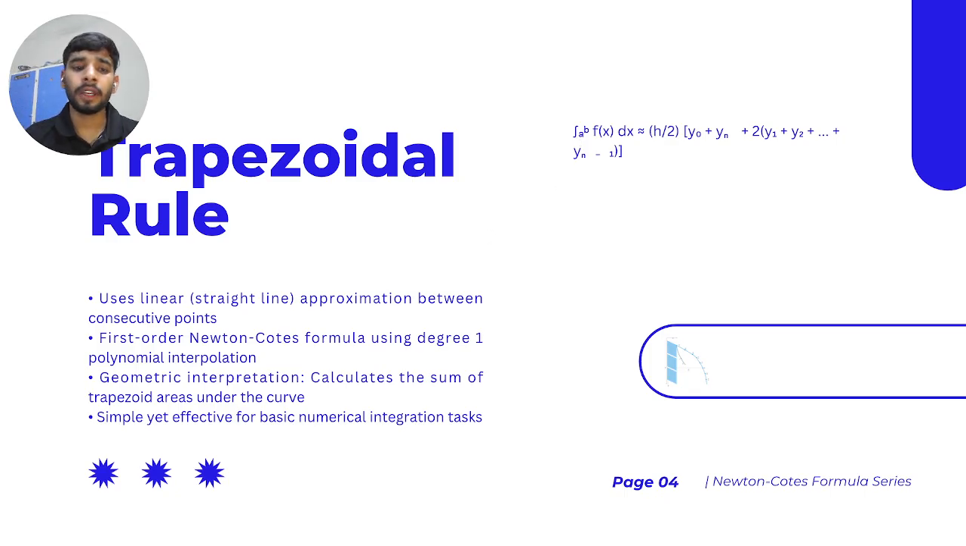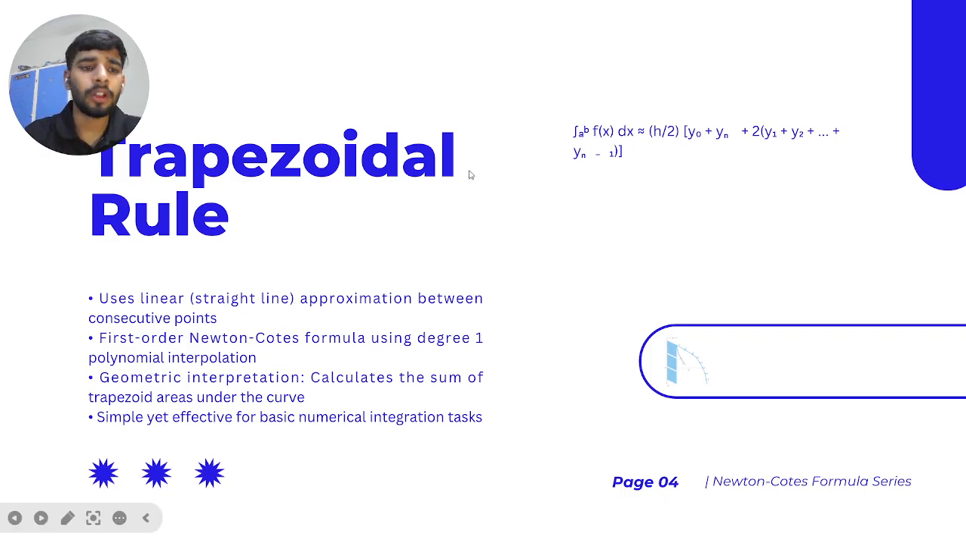So we will first find the trapezoidal rule. It uses linear straight line approximation between consecutive points. It is a first order Newton-Cotes formula using degree 1 polynomial interpolation. The geometric interpretation calculates the sum of trapezoid areas under the curve. Simple yet effective for basic numerical integration tasks.